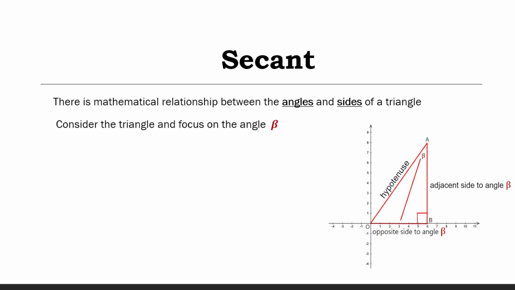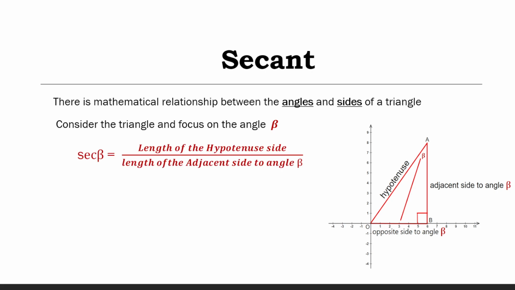Now shifting our focus, while we're still on the secant, to the angle beta. Sec beta is given as the length of the hypotenuse side divided by the length of the adjacent side to angle beta, and that in short becomes sec beta is equal to OA over AB, and then OA can be made the subject of the formula to become AB times sec beta.